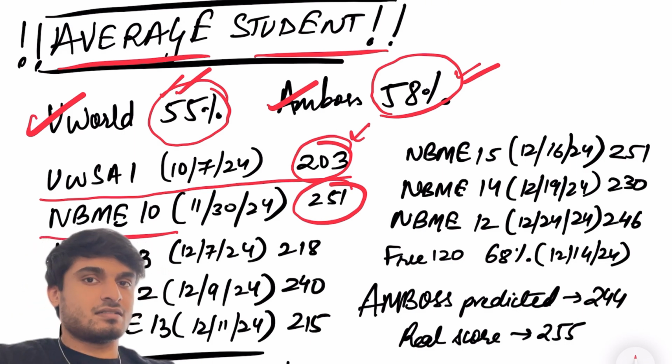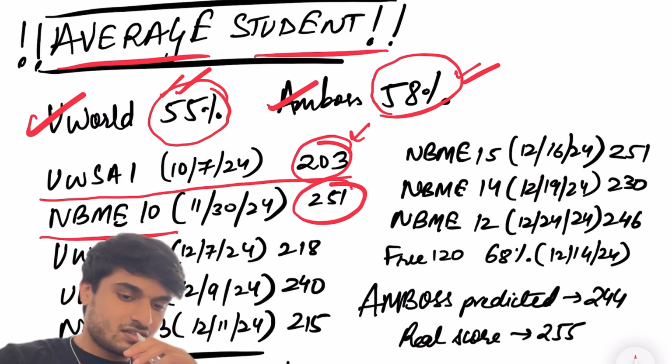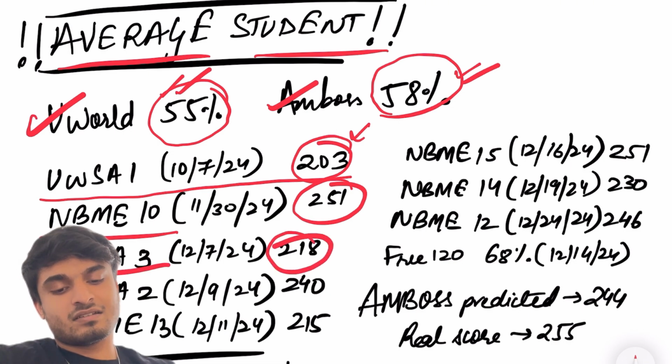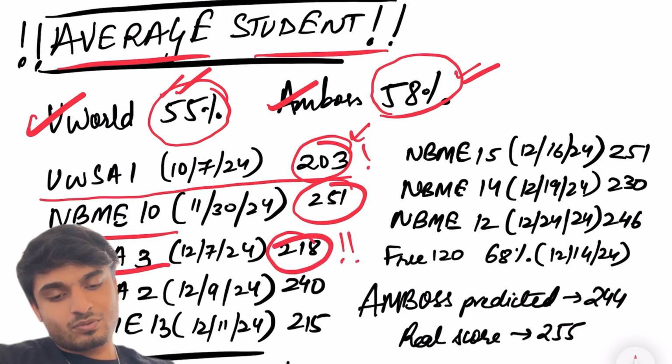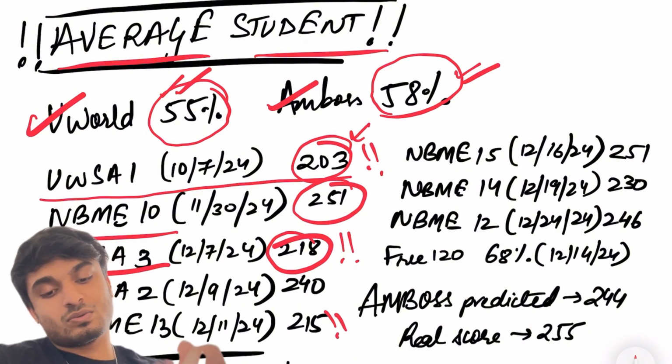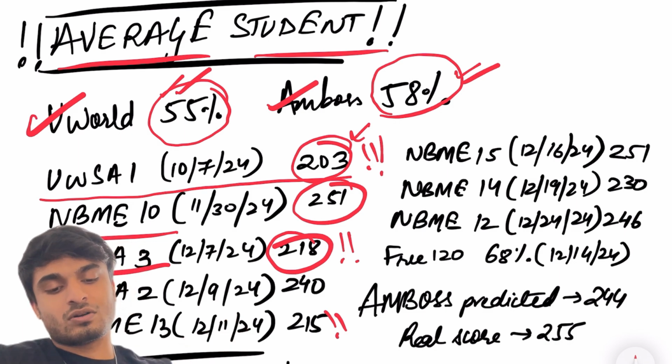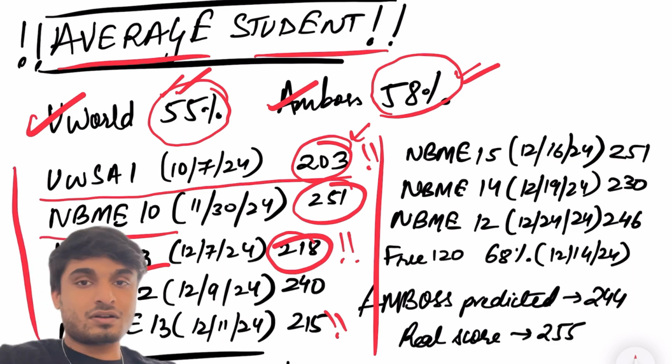And I did that a couple of times to arrive at the fine tuned version of how you solve every question. UWSA 3, 218, very poor. It was like I was jumping in between tests. So 203, 251, 218, 240, and then 215. At this point I'm not sure what I'm doing right or wrong.